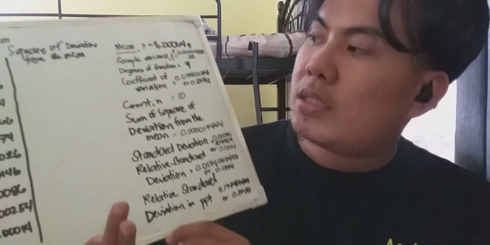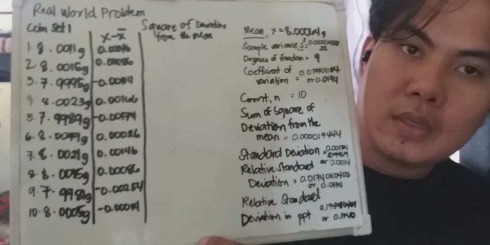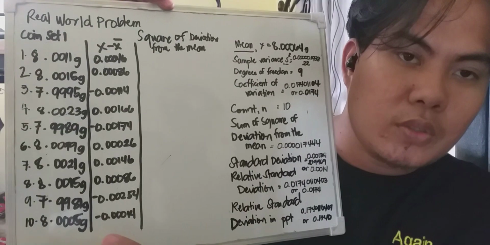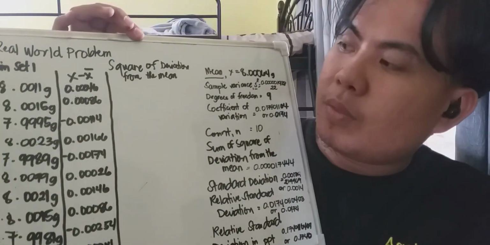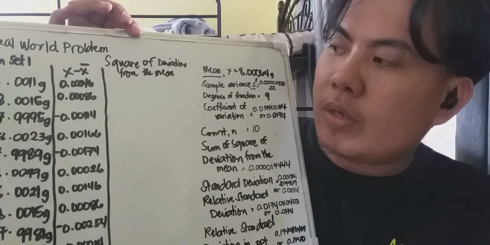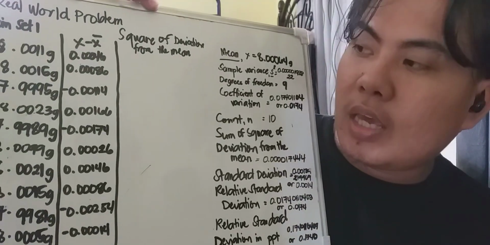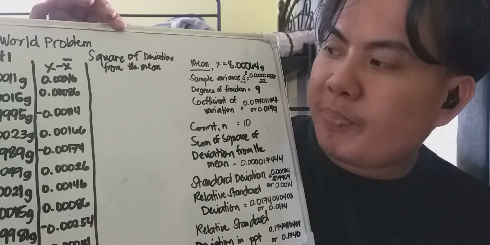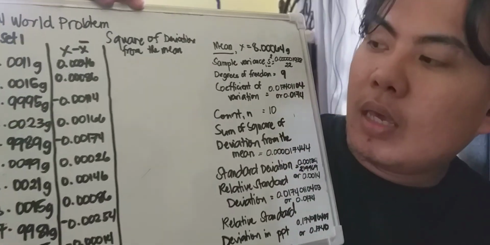We have this set here of the weighted coins. These are the measurements, the measured weight of the coins. In the first coin, we have 8.0011 grams. Second is 8.0015 grams. The third coin is 7.9995 grams. Fourth is 8.0023 grams.